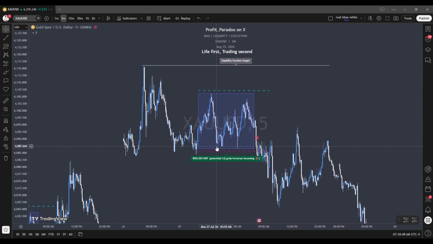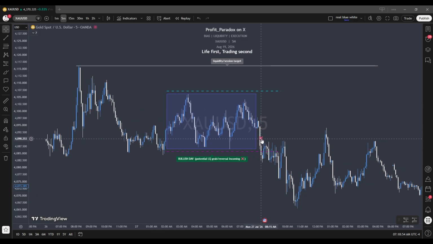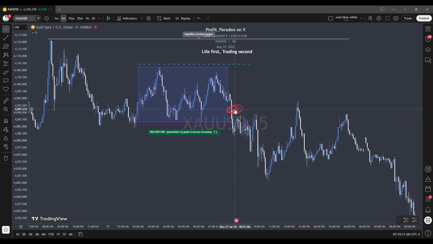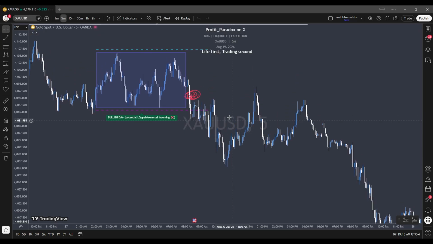And on this day, it was a bullish day, and it printed the session target up here. However, what you can now see is with the new addition, it signifies when there's going to be a potential liquidity grab or reversal incoming. It signified right here. It gave a warning right here. And what happened after that? Price completely reversed as intended, or as warned, I should say.